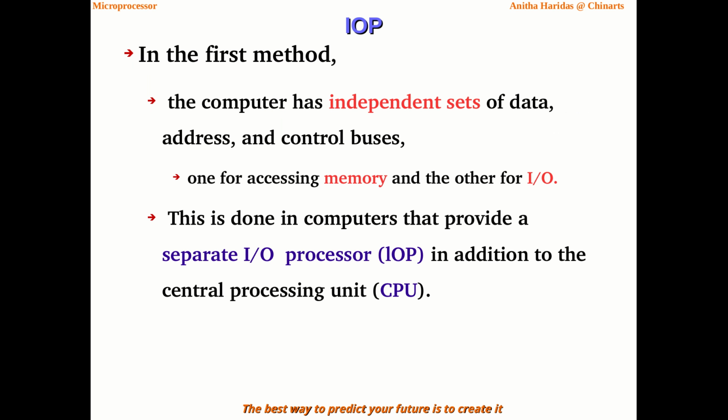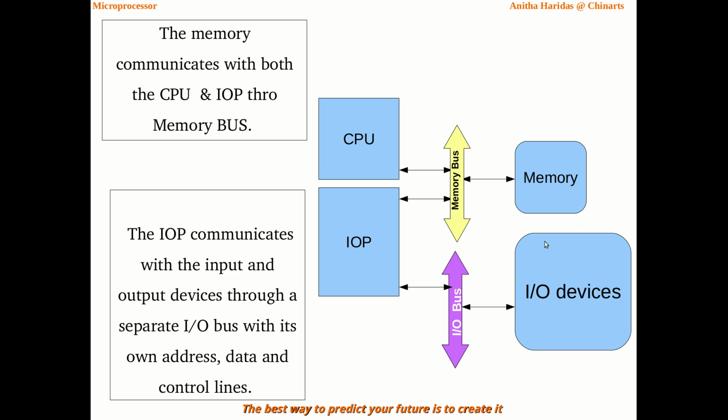So in the first method, we are going to have the computer with independent sets of data, address and control buses, one for accessing the memory, the other for the input-output. And this is done in computers that provide a separate input-output processor in addition to the central processing unit. So if you want to have independent sets, obviously you need to have a separate input-output processor. So this is how it will be designed.